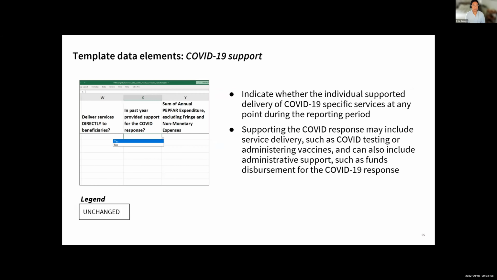And in terms of this additional column for COVID-19 support, this has also remained unchanged from last year, in that we are still interested in tracking any staff members that supported the delivery of COVID-19 specific services. What we mean by that is that this could include any sort of service delivery for COVID-19, such as COVID-19 testing, or the administration of COVID-19 vaccines, or any sort of administrative support, such as the disbursement of COVID-19 related funding.